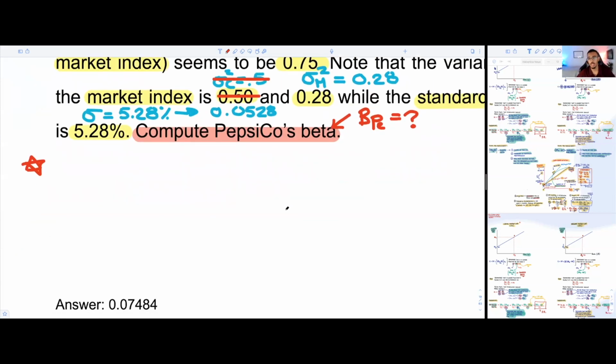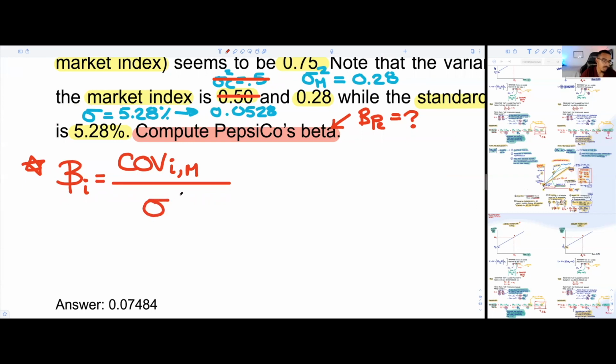If you had your formula sheet open, you would know exactly what formula we're talking about. And this is the following. The beta of any given asset is very easy to write. It's simply going to be equal to the covariance of a given asset to the market portfolio over the variance of the market portfolio.